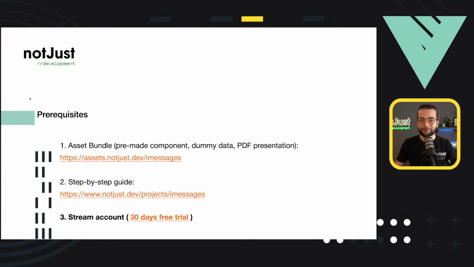Before we get started, I want to let you know that everything that you need in order to follow along with me and get your hands dirty and build it together, because this is actually the best way to learn something new, is to follow along and build it yourself. So I have prepared everything for you in order to make it easier for you. First of all, the asset bundle contains pre-made components, and also it contains a very minimal notJust backend that we're gonna use to integrate with Stream Chat. So that one you definitely need.